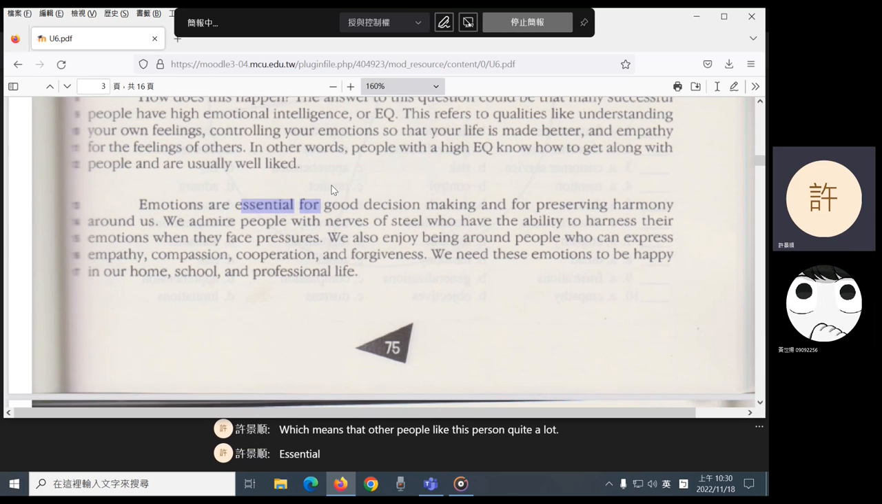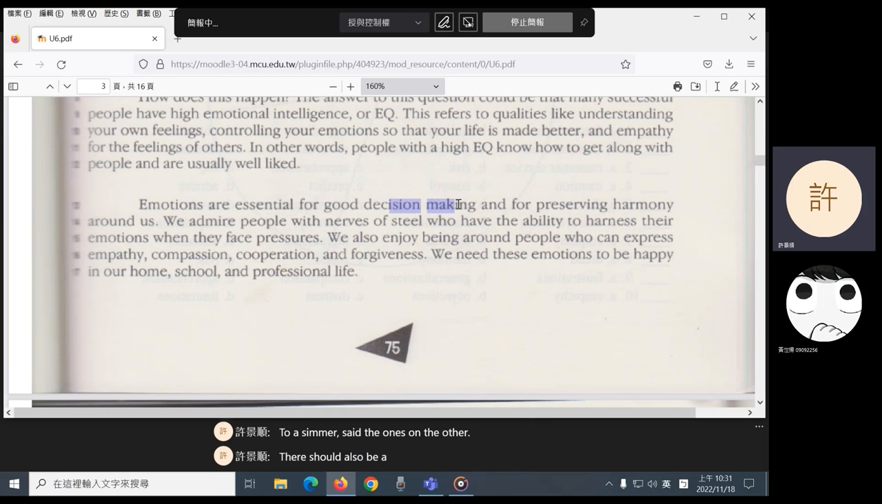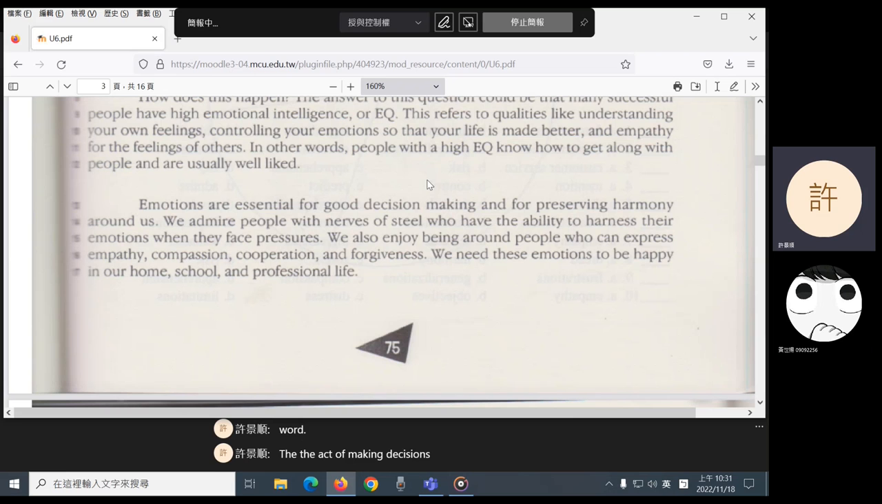Essential four, or sometimes you will see essential two. 对什么是至关重要的? There should also be a hyphen here. Decision making is one word. The act of making decisions is decision making.